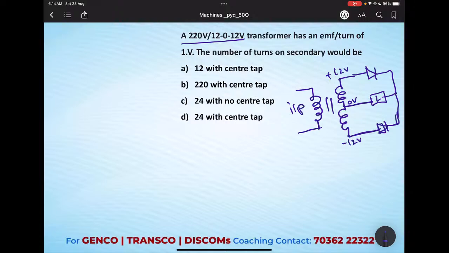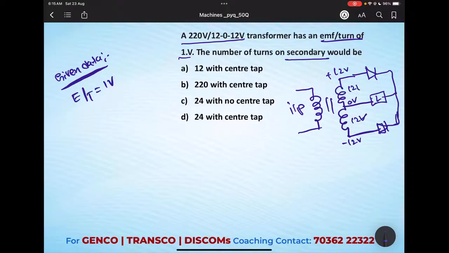So what they are telling, the EMF per turn is given as 1 volt. The number of turns on the secondary is what they are asking, the number of turns in the secondary side. If you see the secondary side, the circuit will be like this. It has two windings, so for each winding the voltage is around 12 volts. Here 12 volts, here also 12 volts.